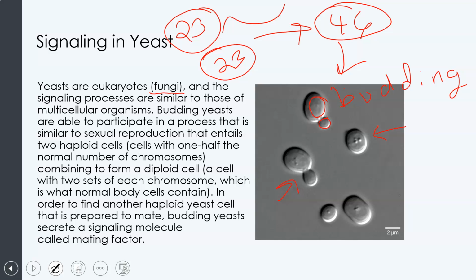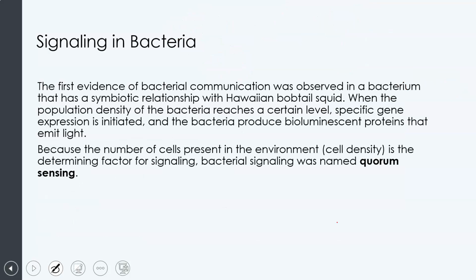In order to find another haploid yeast cell that is prepared to mate, budding yeast secrete a signal molecule called mating factor. So if this one secretes mating factor, then it can combine with this one, and they can unite and form a diploid yeast cell, or a yeast cell that contains two copies of each chromosome.